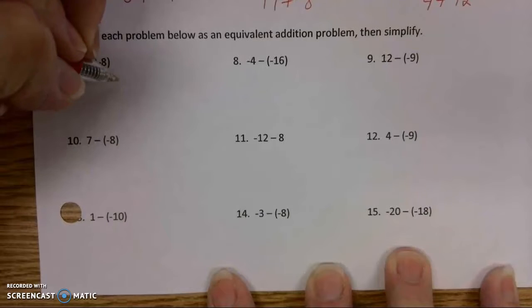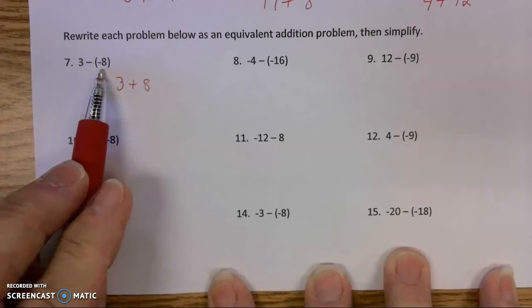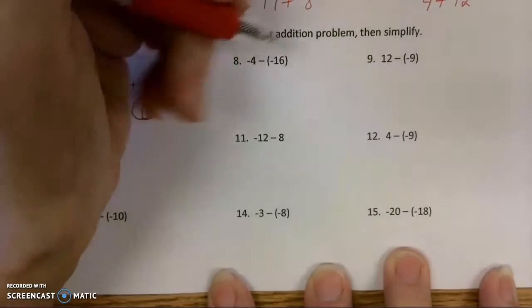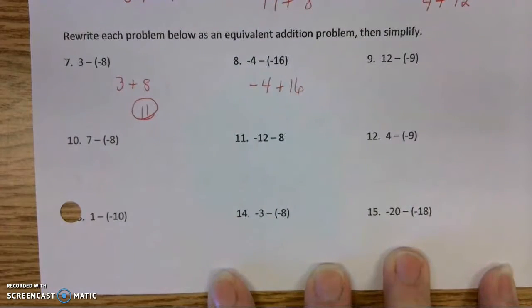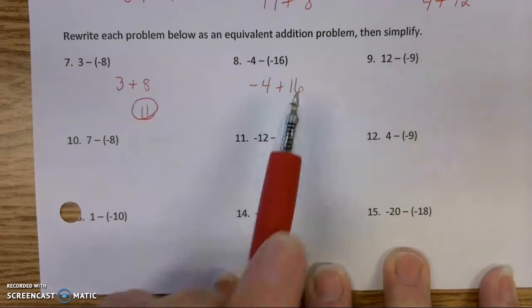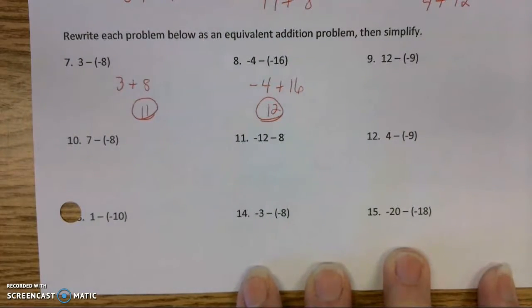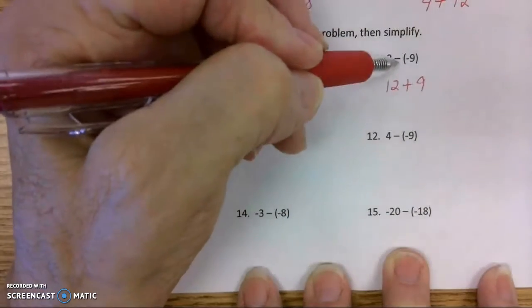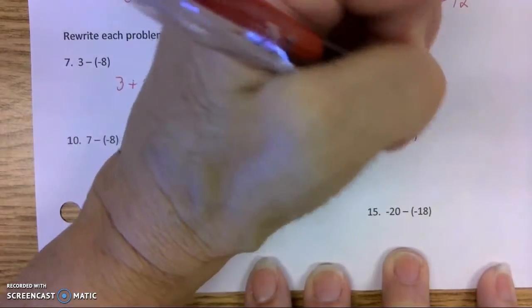So, number 7, 3 plus positive 8. Add a line, change the sign. 3 plus 8 is 11. On number 8, keep negative 4 plus, change negative 16 to positive. Now, these are different signs, so I have to subtract, and 16 has the greater absolute value, so my answer is positive 12. Number 9, 12 plus 9. Add a line, change negative 9 to positive 9. 12 plus 9 is 21.